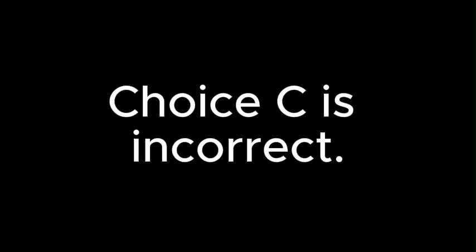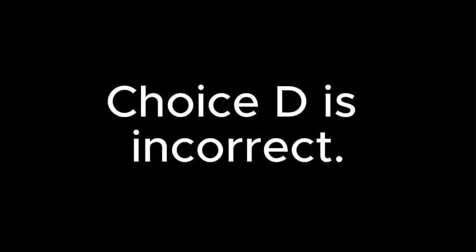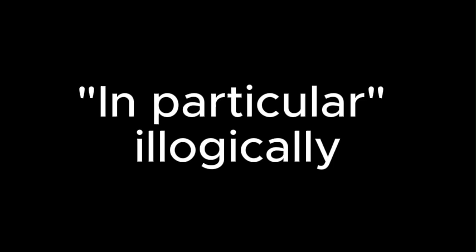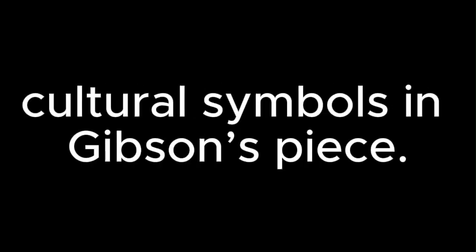Choice C is incorrect. For instance, illogically signals that this sentence provides an example supporting the previous information about the blending of particular cultural symbols in Gibson's piece. Instead, it presents a result or consequence of that information. Choice D is incorrect. In particular, illogically signals that this sentence provides specific details elaborating on the previous information about the blending of particular cultural symbols in Gibson's piece. Instead, it presents a result or consequence of that information.